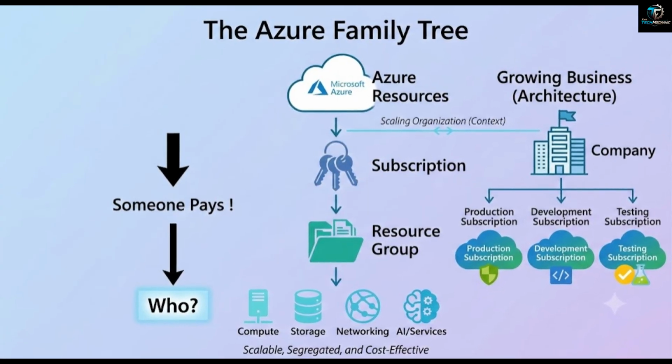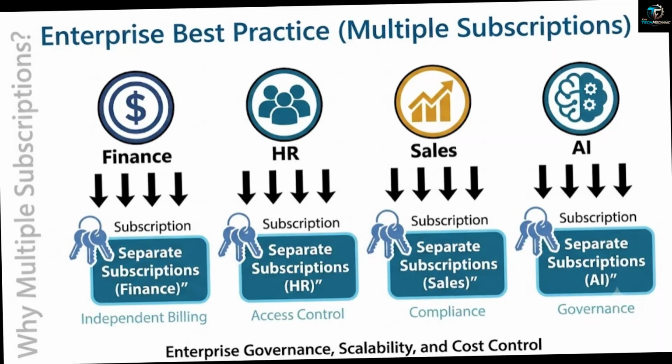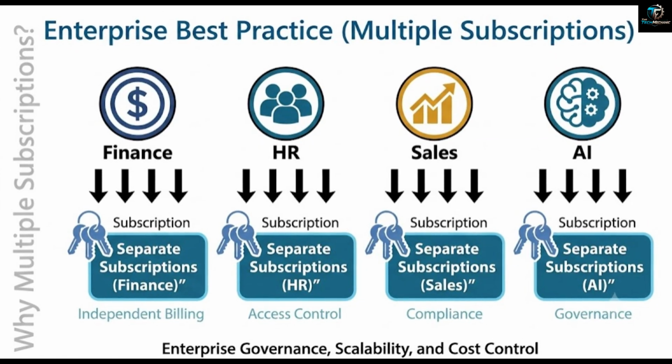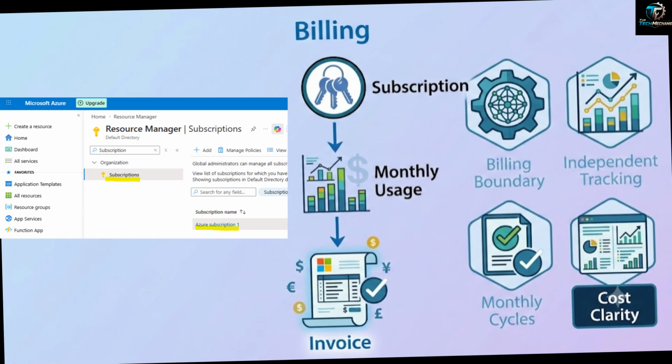Imagine your company develops an online shopping platform. Instead of putting everything into one subscription, architects often create separate subscriptions for production, development, and testing. This improves security, cost tracking, and operational safety. Large enterprises rarely operate with a single subscription. Different business units often have separate subscriptions for independent billing, access control, compliance, and governance.